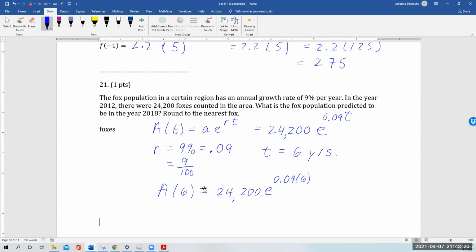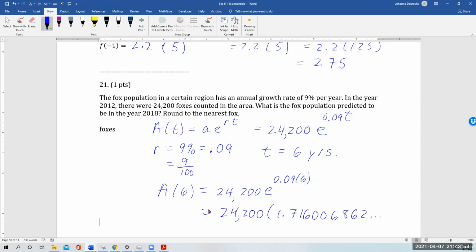0.09 times 6 is going to give you 0.54. When you enter e to that power, you will get about 1.7160006862, and it keeps going. We're going to leave the 24,200 to be multiplied by the final result of what we got from the exponential, which is this decimal number that I'm writing down now.